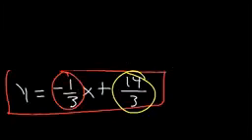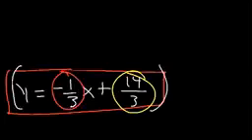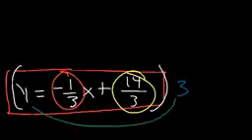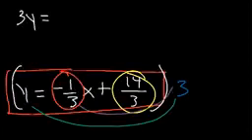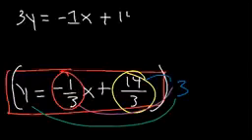So now let's put this equation in standard form. To put it in standard form, the first thing we need to do is get rid of the fractions. So let's multiply both sides by 3. So 3 times y is 3y, and 3 times negative 1/3 x, the 3's cancel, so it's simply negative 1x. And 3 times 14 over 3, the 3's cancel, so you just get 14.